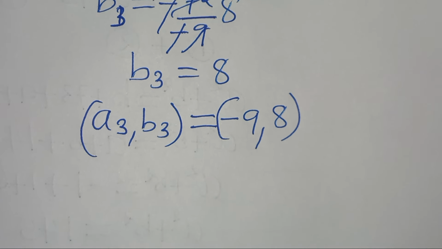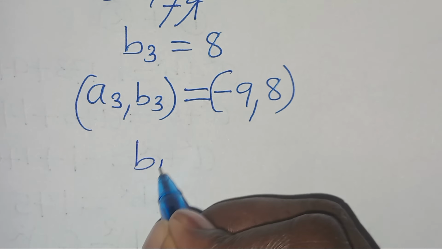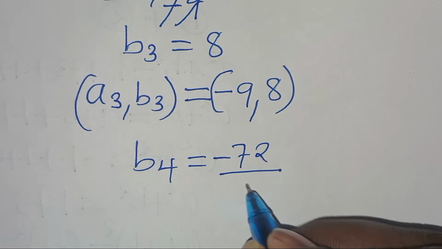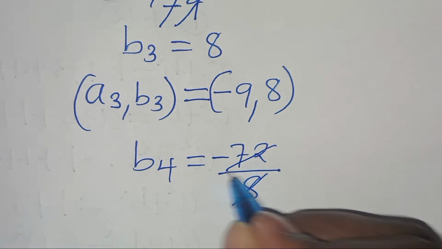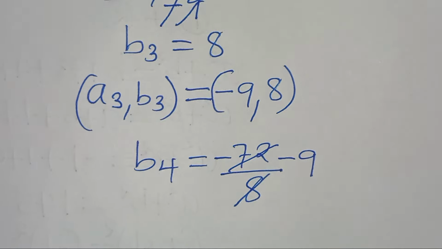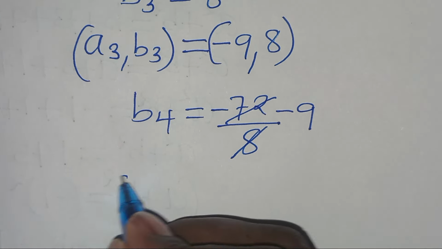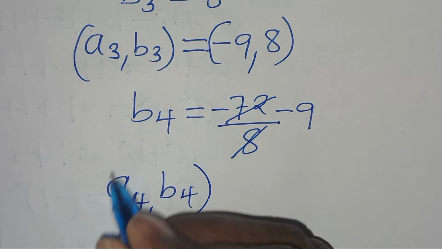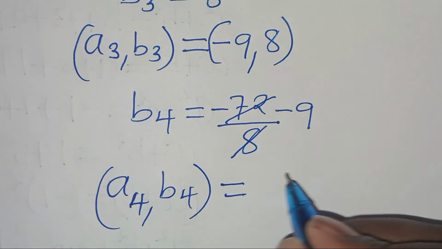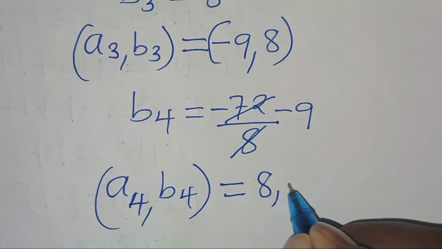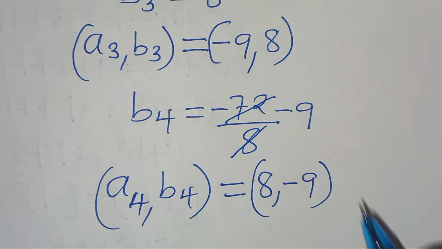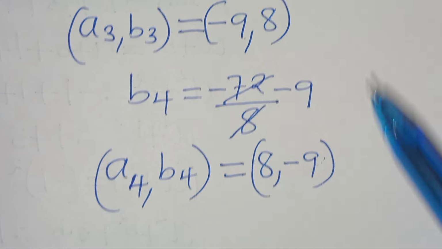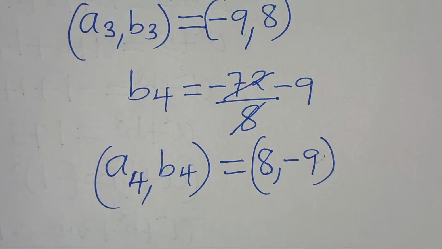Now let's solve for b4. b4 is equal to minus 72 over a4, which is 8. If you simplify here, this is minus 9. So we have that a4 and b4 is equal to 8 comma minus 9. Now you can see some symmetry here: here we have minus 9, 8, and here we have 8, minus 9.